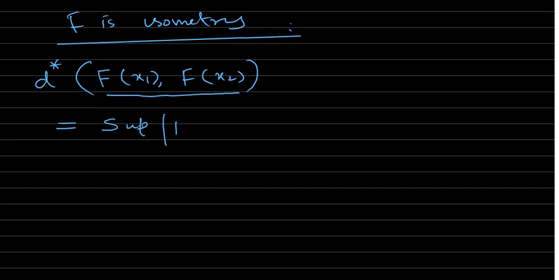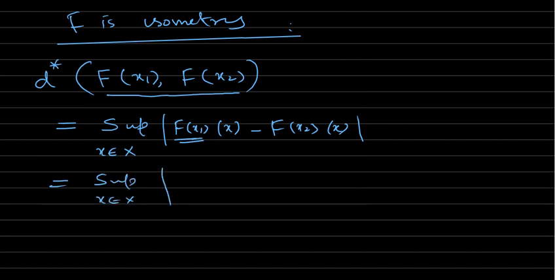the modulus of f_x1 evaluated at x, because f_x1 is a function, minus f_x2 evaluated at x, where x belongs to X. So that's the supremum over x belonging to X. What's f_x? It's actually f sub x1 of x minus f sub x2 of x. This is equal to the supremum, x belongs to X.